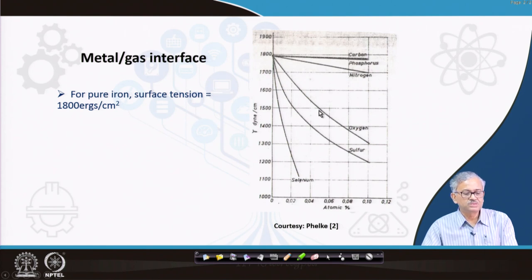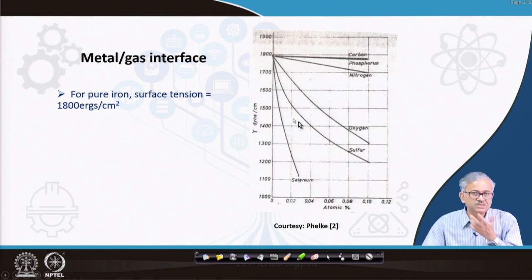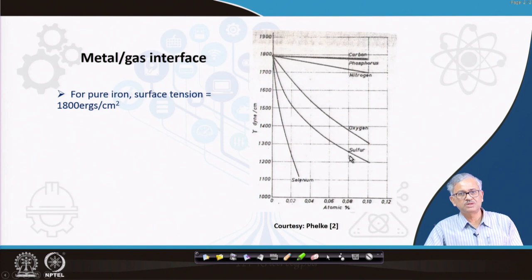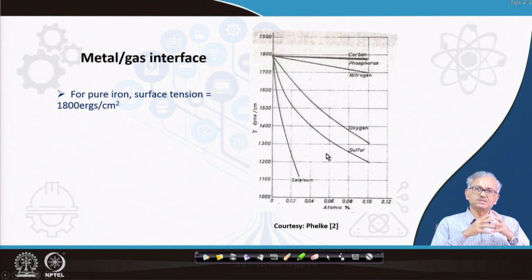Okay, so with oxygen also, from 1800 it comes to around 1300 at 0.1 weight percent. So you can significantly decrease it, but still the value is high. From 1800 to 600 ergs per centimeter square you can reduce, but that is not very significant. Still, the surface active elements reduce the surface tension. Because when the surface tension decreases, obviously the stability of the foam increases, and that is a good thing. So during refining also, the surface tension at the slag metal interface decreases, and again surface active elements reduce the surface tension of the metal gas interface.